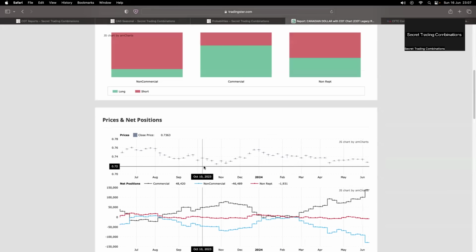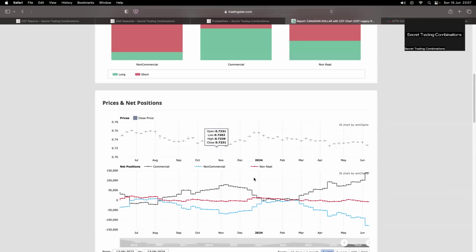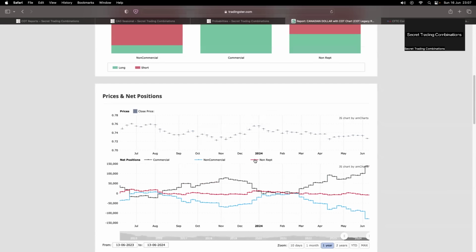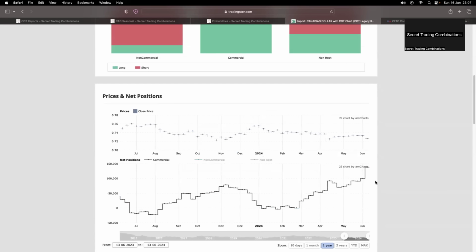If we go down and we look at this little graph right here, let me take out the non-reportable and non-commercial. Look at that heavy move, right? So overall, price movement of CAD has been going lower, even when they increased their position massively right here.